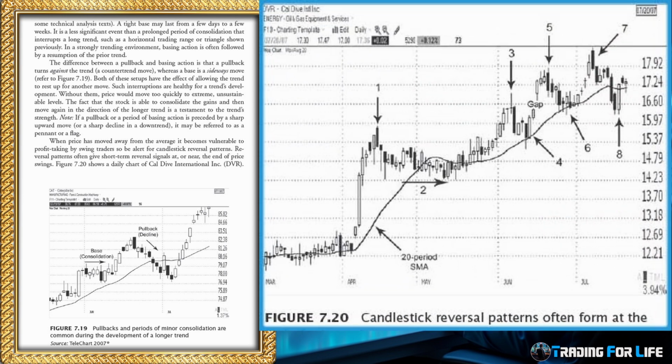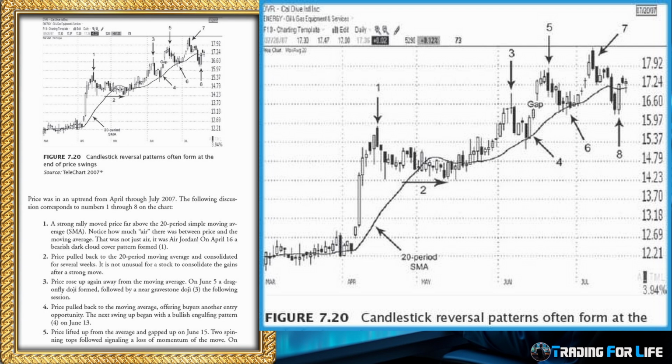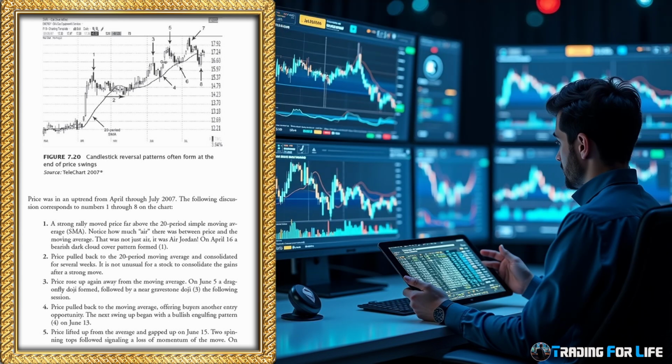Figure 7.20 shows a daily chart of CalDive International Inc. (DVR). Price was in an uptrend from April through July 2007. The following discussion corresponds to numbers 1 through 8 on the chart. 1. A strong rally moved price far above the 20-period simple moving average (SMA). Notice how much air there was between price and the moving average. That was not just air, it was Air Jordan.